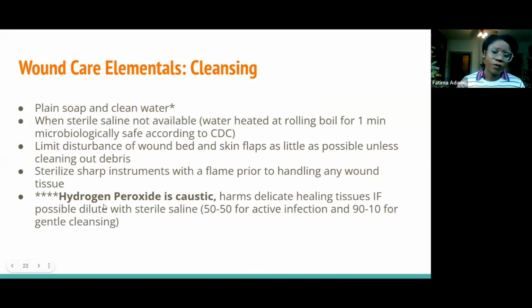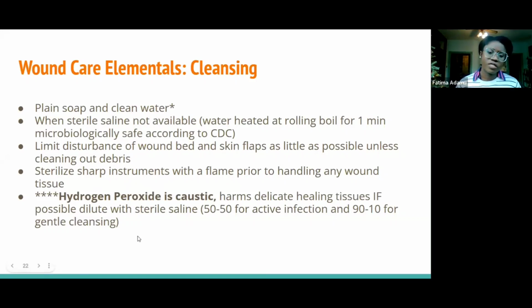Cleaning a wound. So one of the surgeons that I work with prefers plain soap and water. No fancy creams, no fancy soaps. Now, I'm aware that getting access to clean water can be not so easy. So I was looking up ways to create clean water, and according to the Centers for Disease Control in the US, water heated at a rolling boil for 1 minute is microbiologically safe. So one way, if you have access to a heat source and water and a vessel to heat the water, would be to boil it to make it clean enough that you can clean a wound.